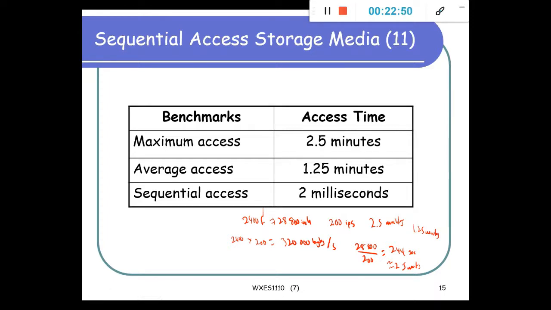Therefore, it will take 2.5 minutes to access the last record on the tape. On average, it will take 1.25 minutes to access a record. To access one record after another sequentially, it would take as long as it takes to start and stop a tape, like 2 milliseconds. This is the given value, 2 milliseconds.